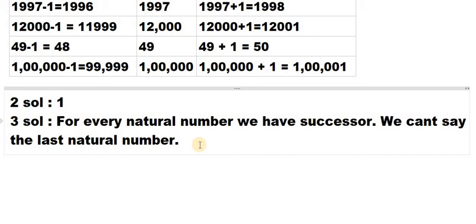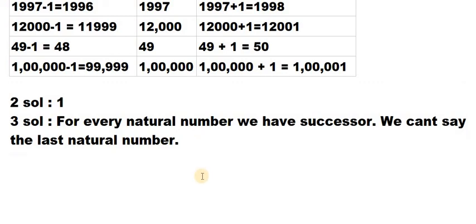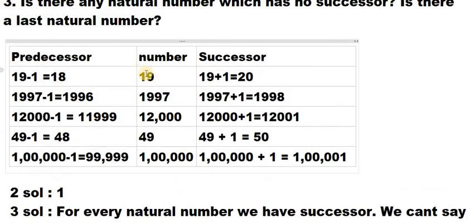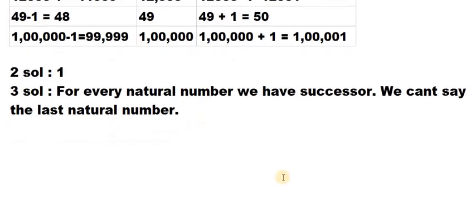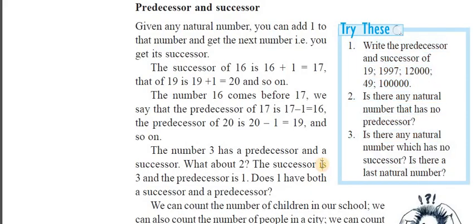The only difference between whole numbers and natural numbers is that natural numbers start from 1, whole numbers start from 0. Other than that, there is no difference between natural numbers and whole numbers. And in this class, for a given number you can identify the predecessor and you can write the successor also. Means before numbers you can write and after numbers also you can write. Is it clear to you all? Okay, let's get started with the next question.